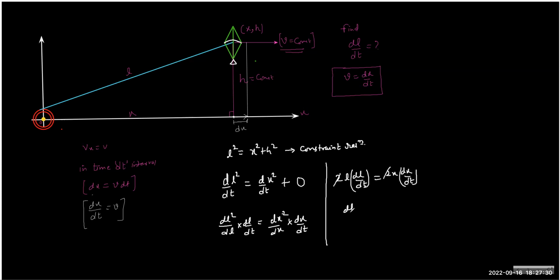And now the dl by dt, what we are looking for, we can express as x by L into dx by dt, which is given to us as v. So given the x and L, can we find dl by dt? Yes. They will mention that at this instant this is x, and so on. So that's nice. What is x by L, by the way, in terms of angle? At that instant, if I call this angle as theta, what is x by L? X by L is how much? Cos theta. Very good. So we can write it as v cos theta.